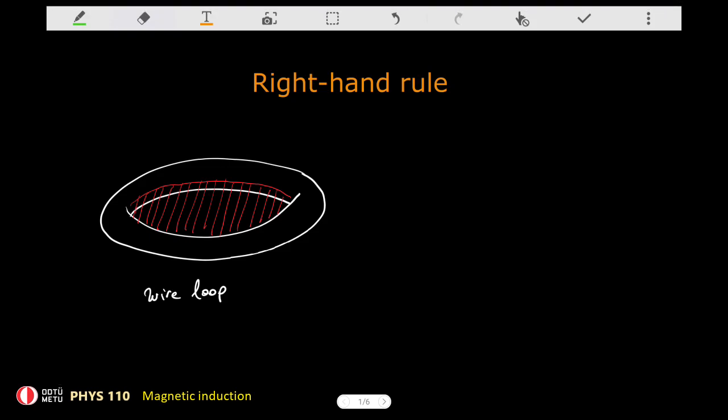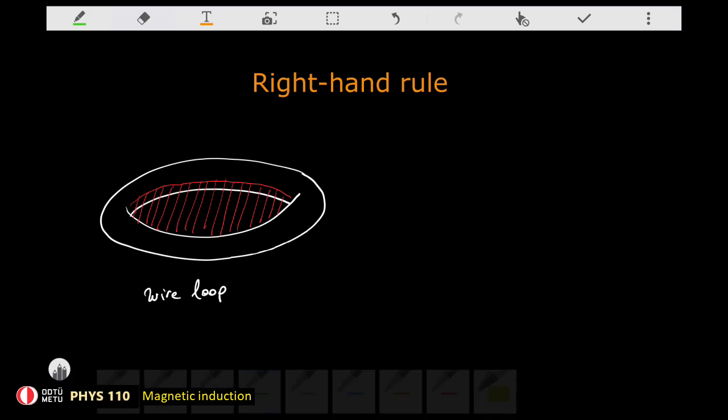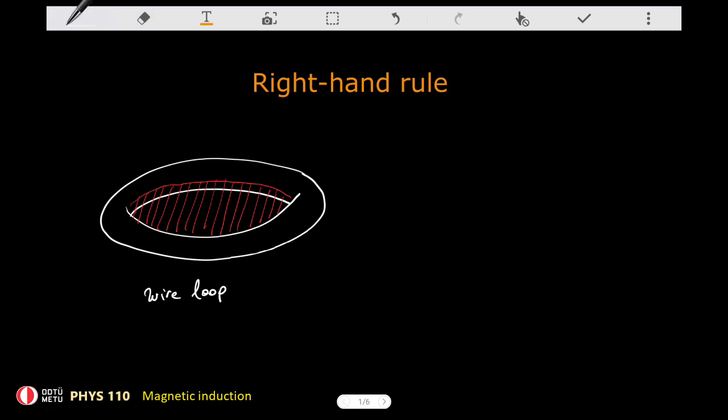I have said that I'm going to discuss the use of the right-hand rule in problems involving induction phenomena, and this is the video in which we are going to do this discussion. There's a wire loop in here, and we would like to find and compute the value of an EMF.